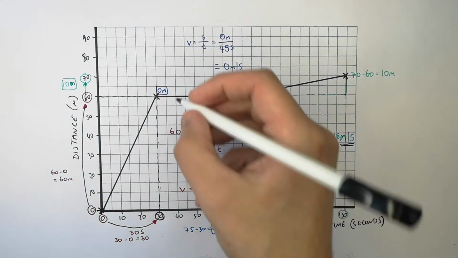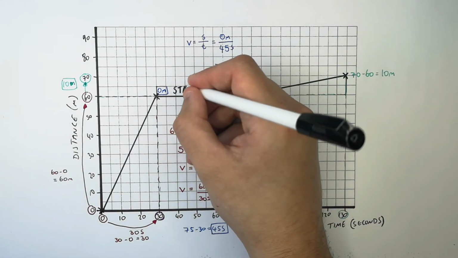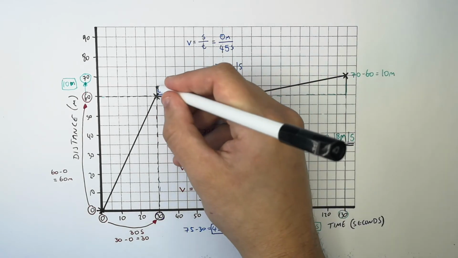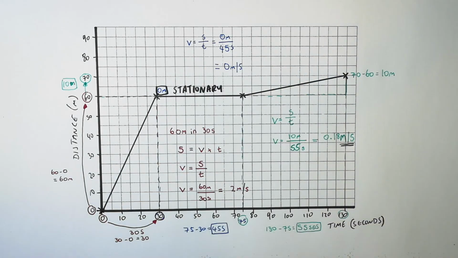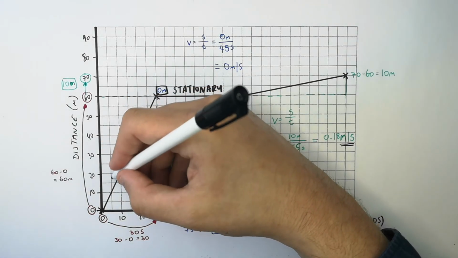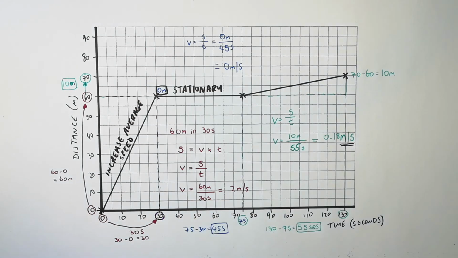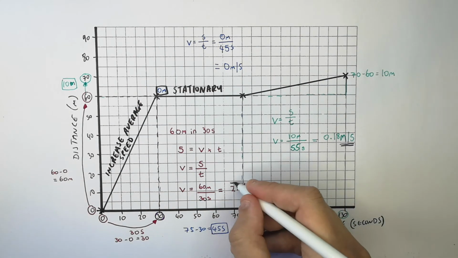So on this distance time graph, between 30 and 75 seconds, this object travelled 0 meters. So we can say that the object is stationary because it travelled 0 meters. If the line on the distance time graph is horizontal, that means the object is stationary. The steeper the gradient on a distance time graph, the greater the average speed. So for this part of the graph, the person's average speed is 2 meters per second.